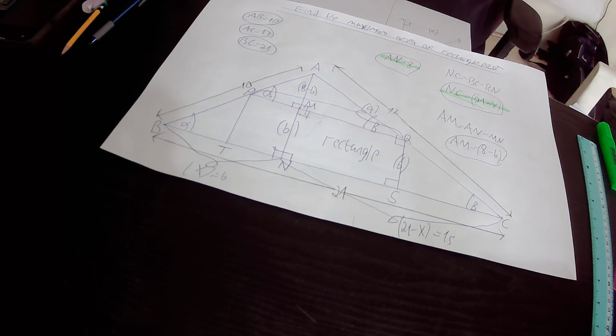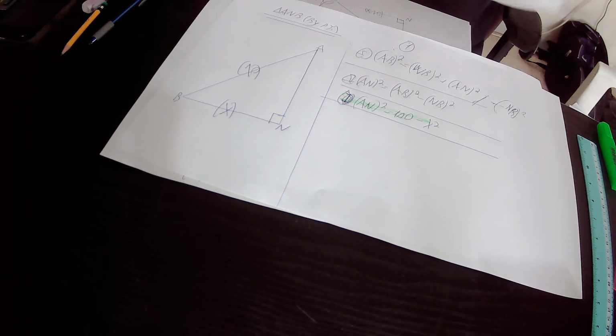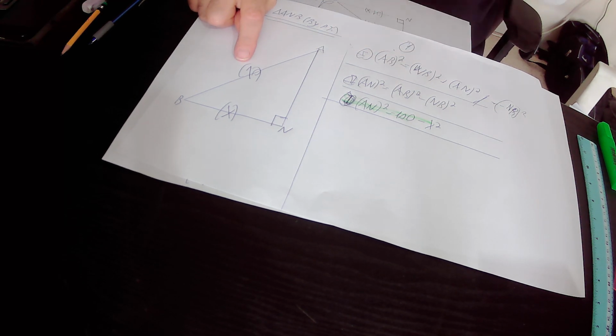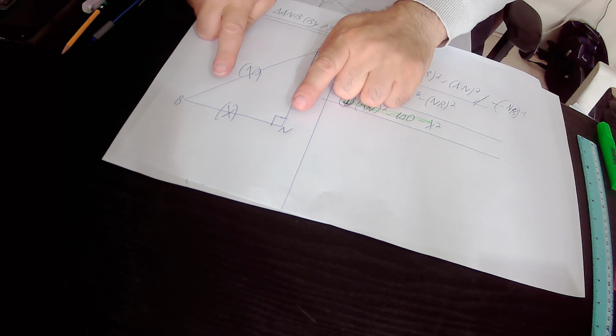According to the Pythagoras theorem, in any right triangle, the square of the hypotenuse equals the sum of the squares of the perpendiculars. This is the right triangle ABN that I copied from the original drawing. In this right triangle ABN, the hypotenuse AB equals 10 units, as given in the problem, and side BN equals x according to our definition.